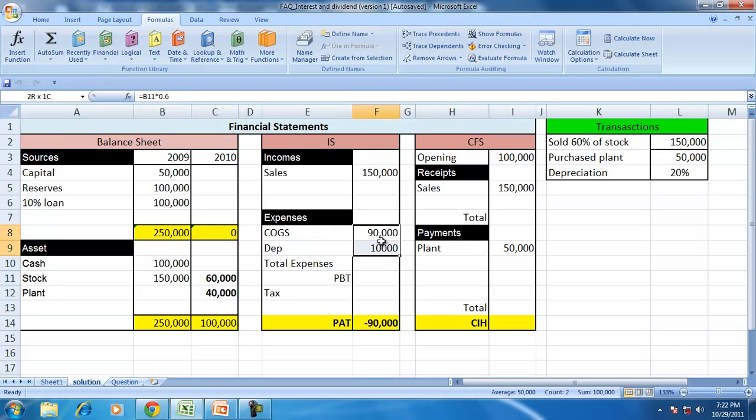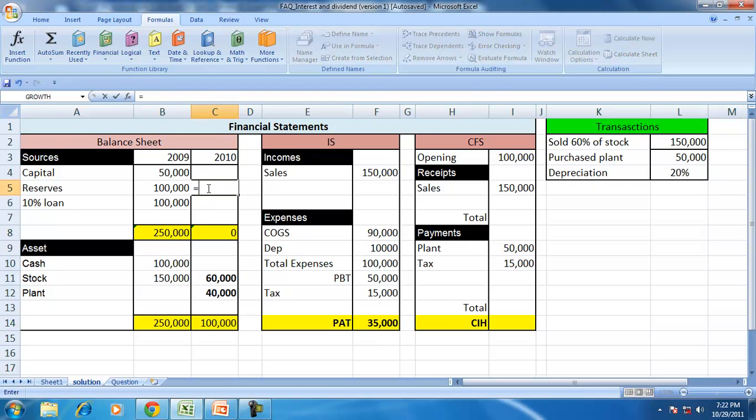Since no other items are there, the total expenses is 100,000. So PBT, profit before tax, is 50,000. As usual, assuming the tax rate to be 30%, and assuming that we paid the tax fully, the profit after tax is 50,000 minus 15,000, that is 35,000.